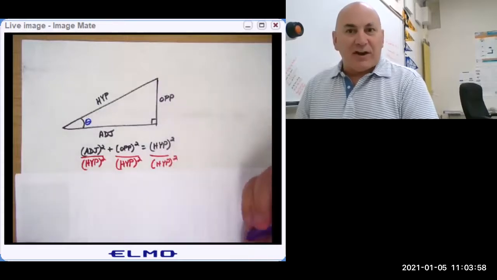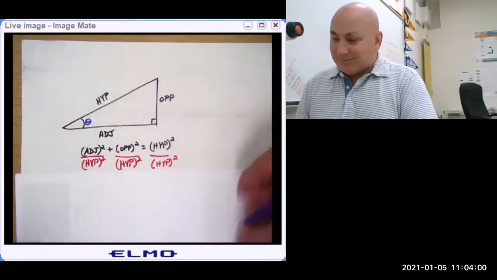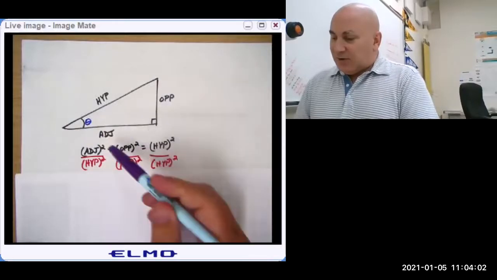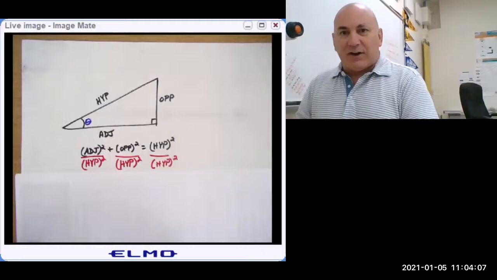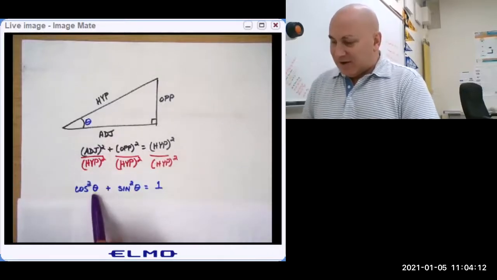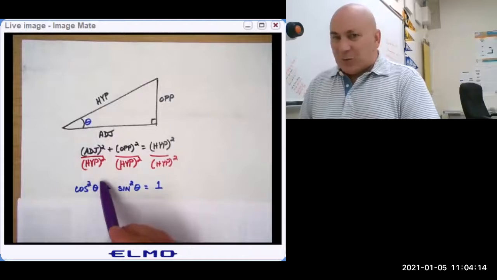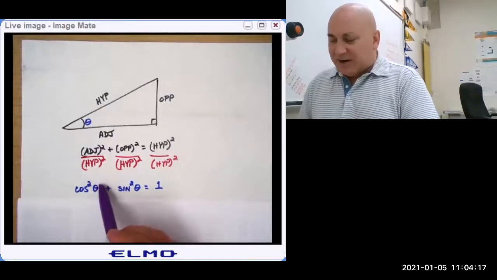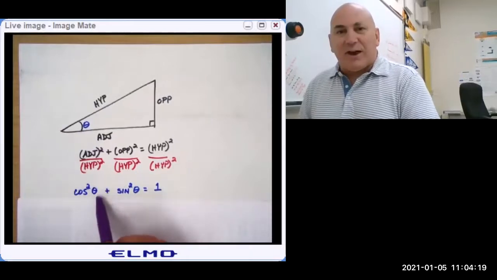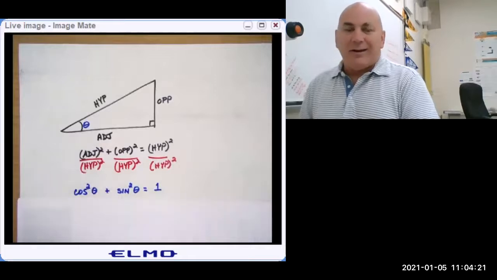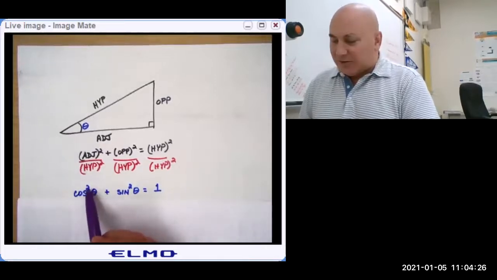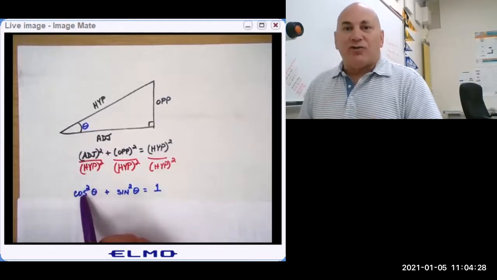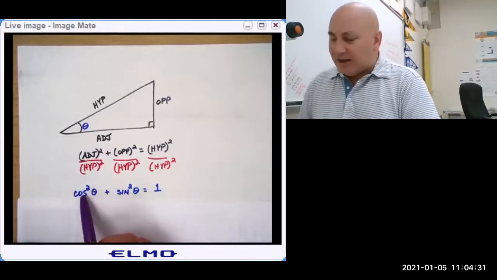If you said cosine of theta, that's correct. So this would be adjacent over hypotenuse times adjacent over hypotenuse. Cosine times cosine is cosine squared of theta. We don't write cosine theta squared because we're not squaring the angle theta. You could put parentheses around cosine theta and square it, but to save on the writing, we just write cosine squared to point out that it's the cosine, the ratio, that's being squared, not the angle.